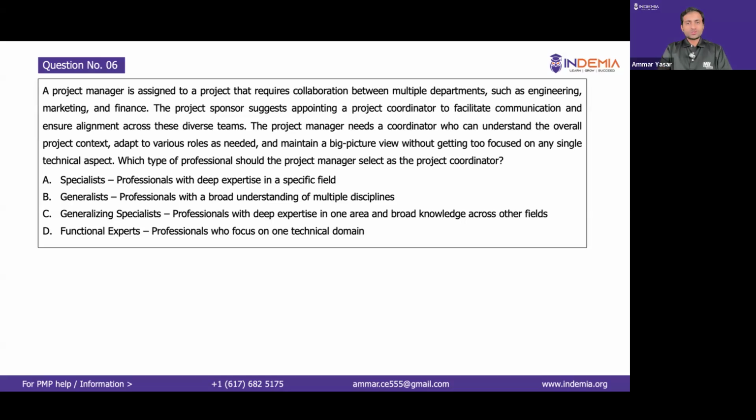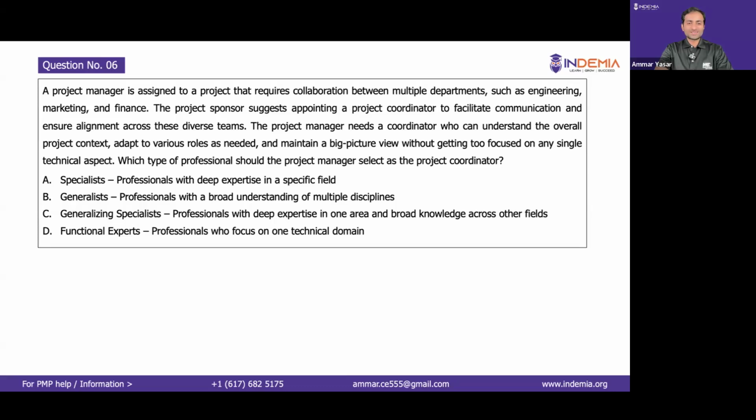B, generalist. Generalists are those who have breadth of skill set, who have diversity in skill set. And that's what we're looking for. We're looking for people with diverse expertise who can facilitate coordination with diverse teams. So B is the best choice here, generalist. Now C, generalizing specialists. These are also called T-shaped individuals who have breadth of knowledge and depth of knowledge. So yes, the best people are generalizing specialists, but the question only asks for breadth of skill set, where people would have broad knowledge. So the correct answer is option B, generalist. And functional experts, this is just a made up term.